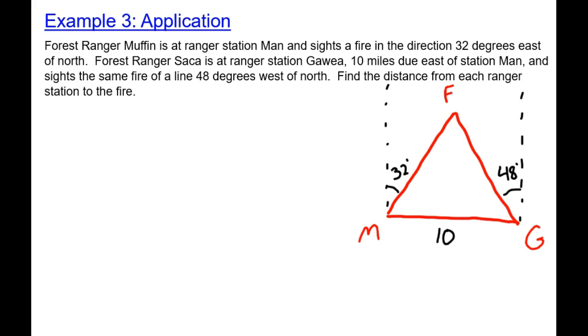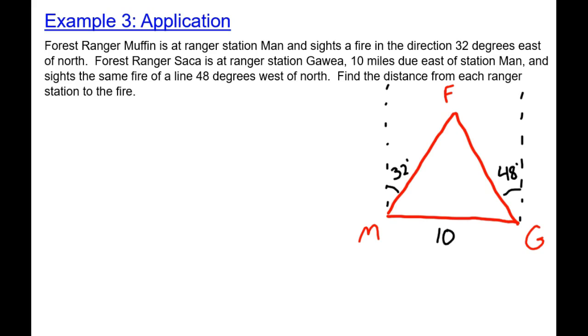Example 3, we have an application problem. Forest Ranger Muffin is at Ranger Station Man and sights a fire in the direction 32 degrees east of north. Forest Ranger Saka is at Ranger Station Juia, 10 miles due east of Station Man, and sights the same fire on a line 48 degrees west of north. We want to find the distance from each ranger station to the fire.